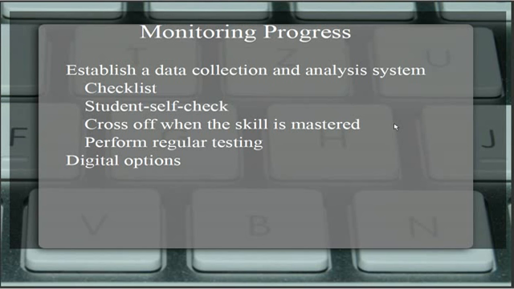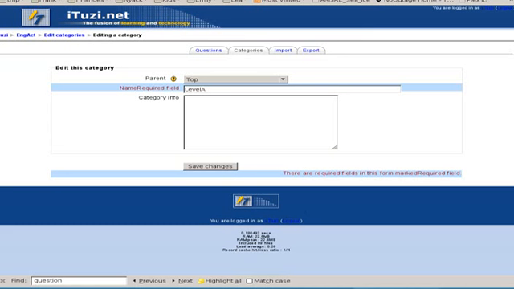There are digital options where you can have things checked off or have things determined because of some digital program that's out there. I want to show you two things here. One is from a system that I use. You guys know this Tuzi.net stuff.